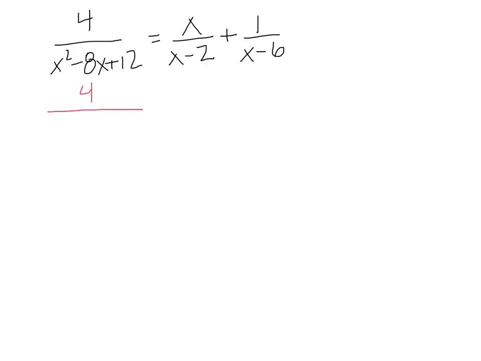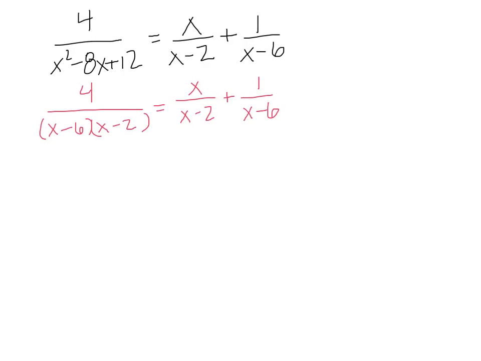I'm looking for numbers that multiply to be 12, but add to be -8. Since I know they're multiplying to be a positive and adding to be a negative, I know that they both have to be negative. So I end up with x minus 6 and x minus 2. On the other side, I don't have any fractions or anything that needs to get factored, so I can go ahead and just write it as is.